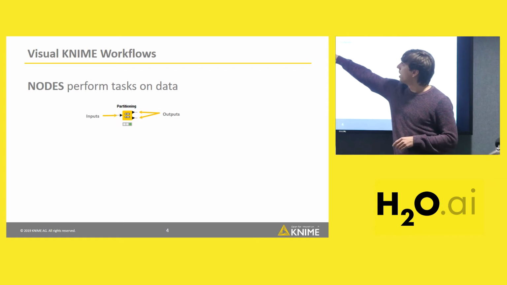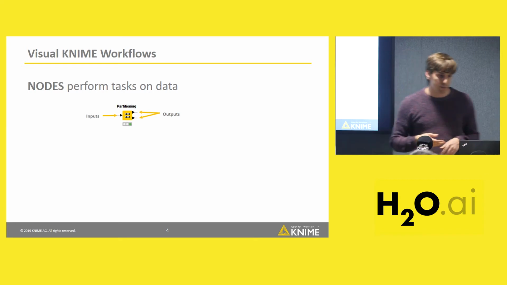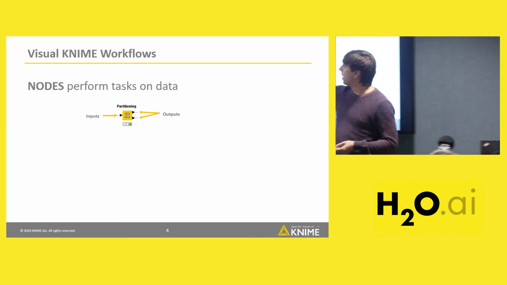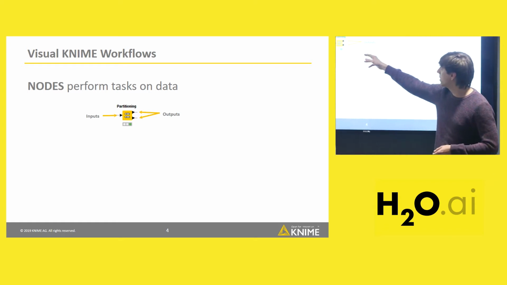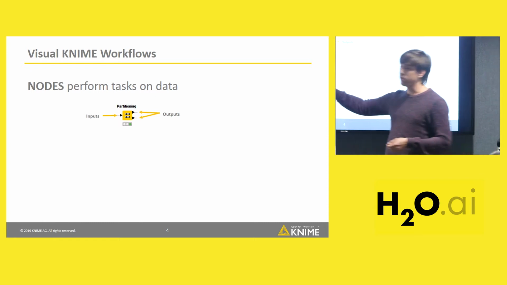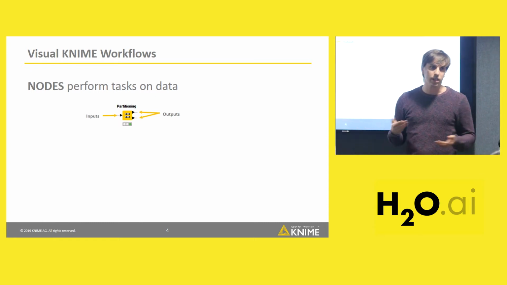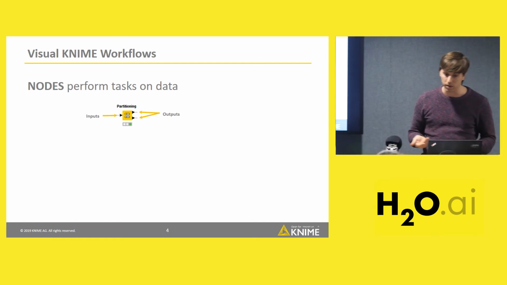And here, for example, we've got a partitioning node. So above the node, there's the node name, which is somewhat descriptive. So this node is going to partition our data. A node has different ports. On the left-hand side, there are input ports. On the right-hand side, there are output ports. So this node takes some data in here and partitions it, for example, into a training set and a test set to build your prediction model and to test it afterwards.